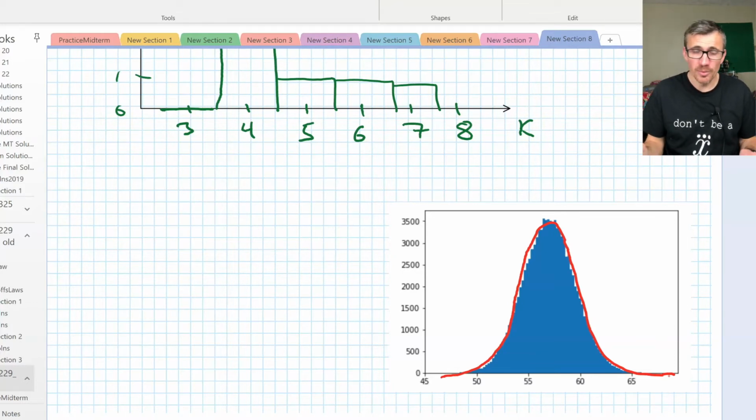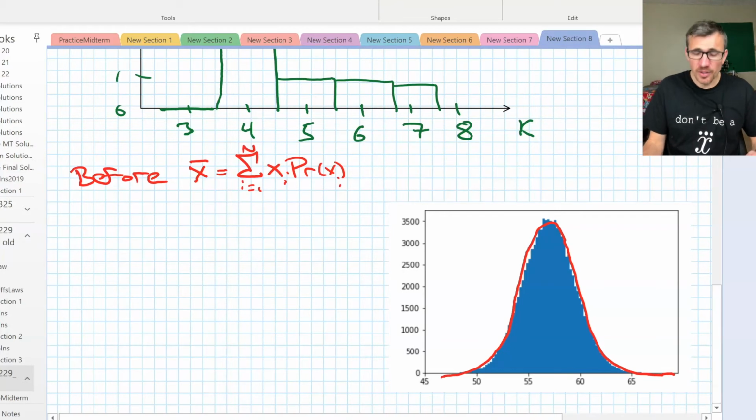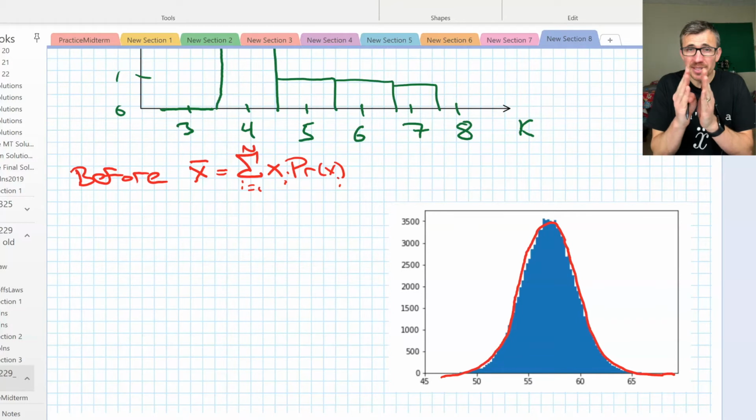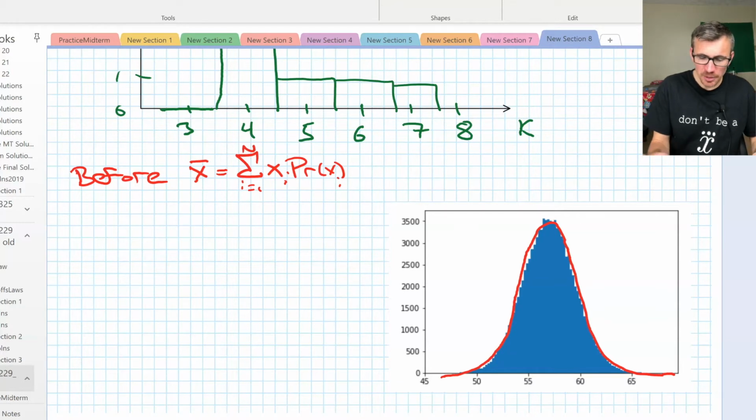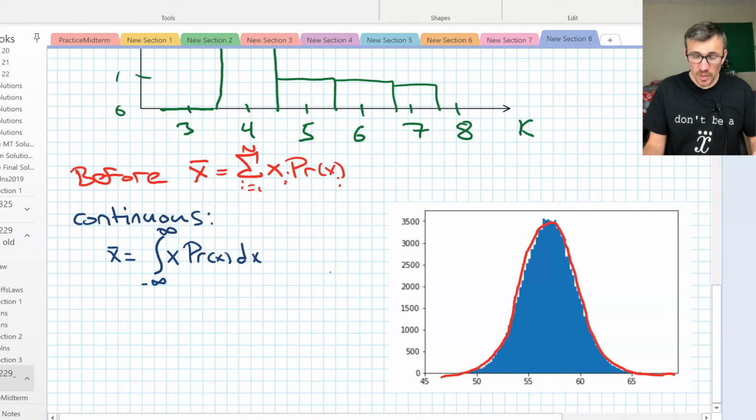Okay, so before we had this, and now we're going to go to a continuous variable. And what that means is the spacing between the terms in the sum is going to become infinitesimally small. This is a definition of the integral. So we're just going to replace that sum with an integral, and it's going to look like this. Okay, it's really the same thing.